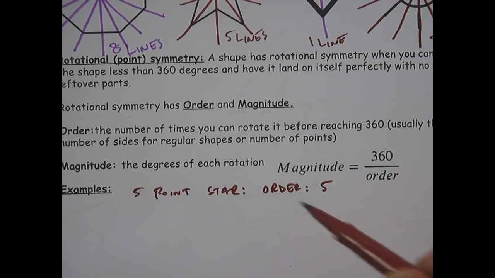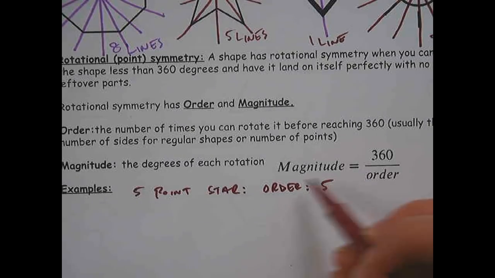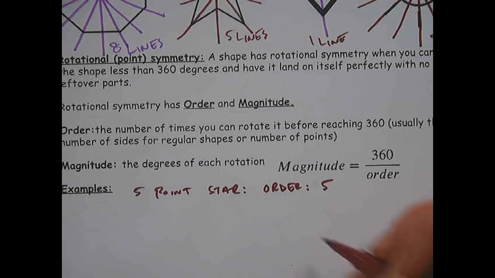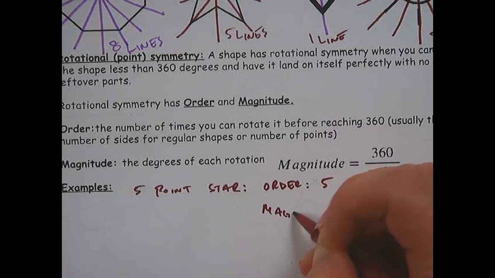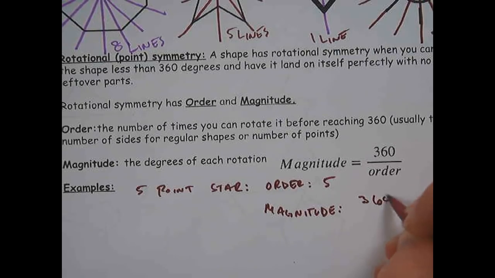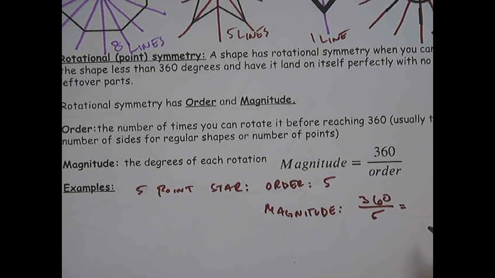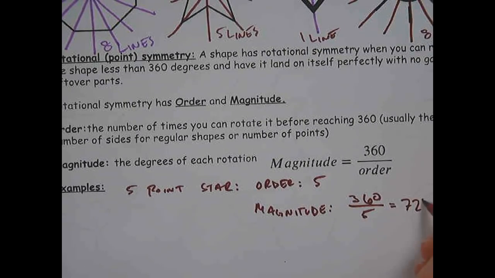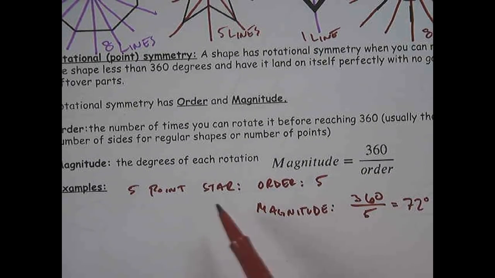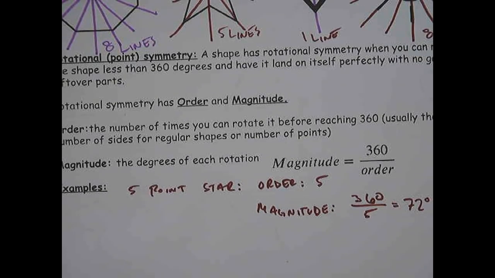And so then we can use the order to find the magnitude here. So magnitude is the degrees of each rotation. So how many degrees did I rotate it before it landed on top of itself again? So magnitude is 360 divided by the order. So magnitude is 360 divided by 5, which is 72 degrees. So the order for a star's rotational symmetry is 5, and the magnitude is 72 degrees.